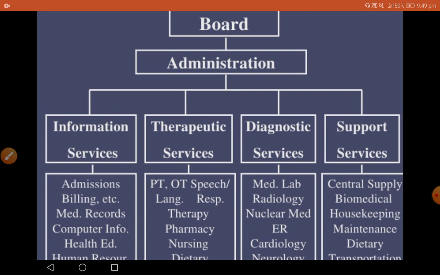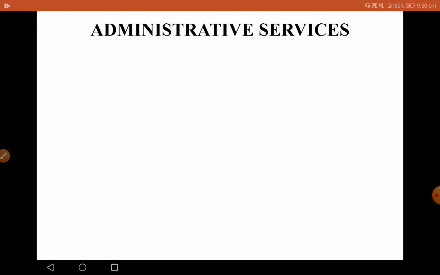If it is asked, this flow chart will help you understand the organization much better. There should be an organizational board. Under that board there should be a proper administration, and all these services should also be provided by the hospital. So first, it is regarding the administrative services.